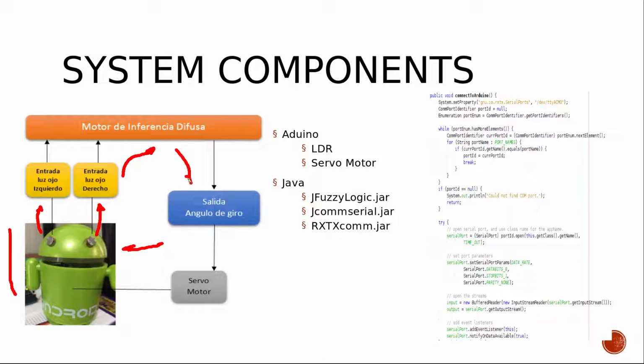This data is also read by an app in Java for processing by the fuzzy controller and forwarded back to the Arduino card to write a spin angle on the engine. For this job, Java uses the next libraries.